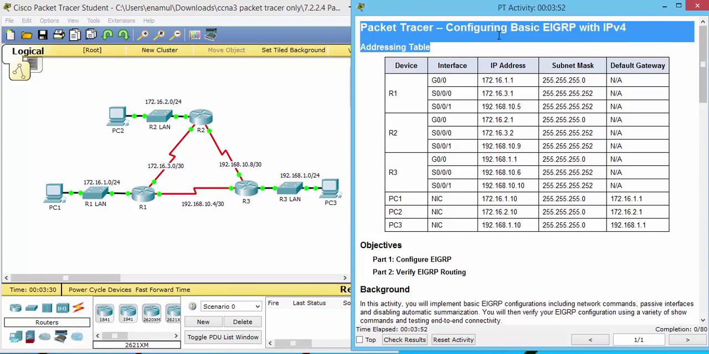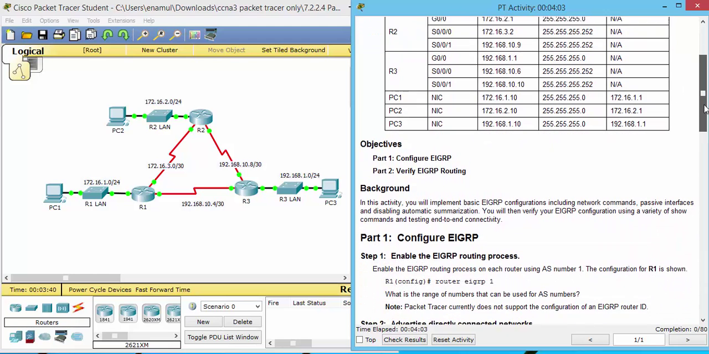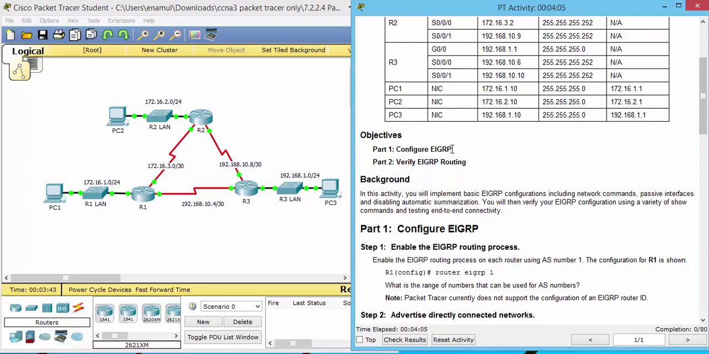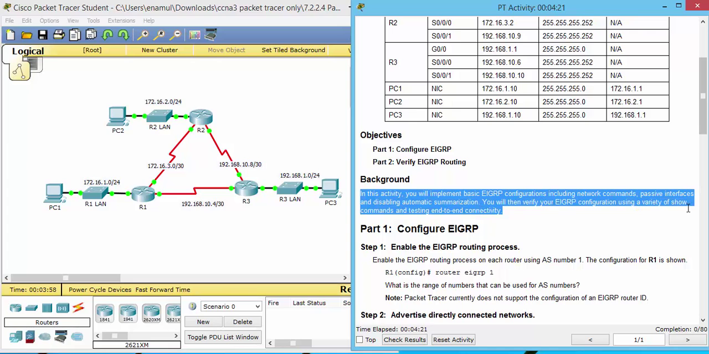Packet Tracer: configuring basic EIGRP with IPv4. First is the objective: configure EIGRP and verify EIGRP routing. In this activity you will implement basic EIGRP configuration including the network command, passive interface, and disabling auto summaries.